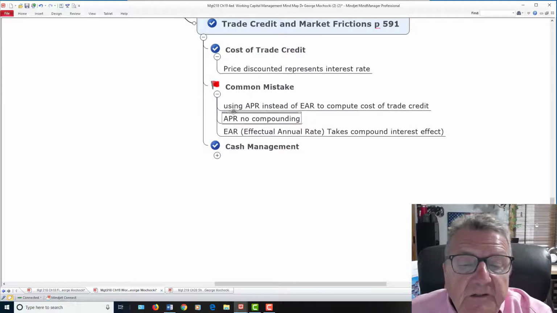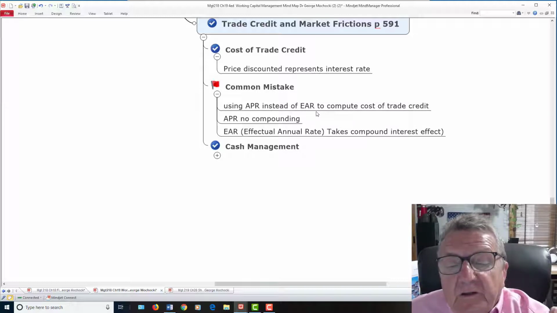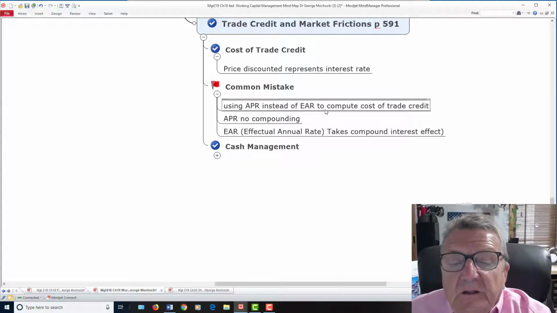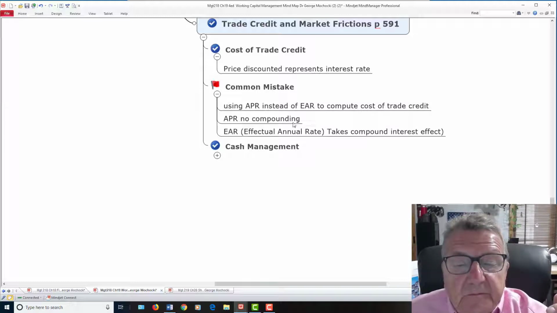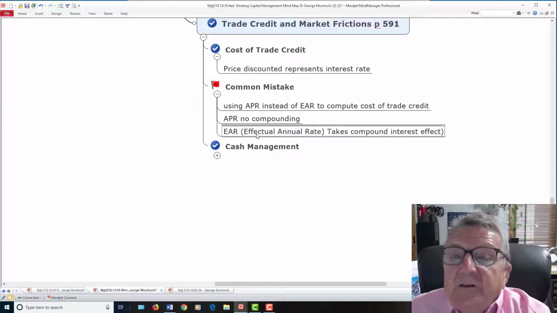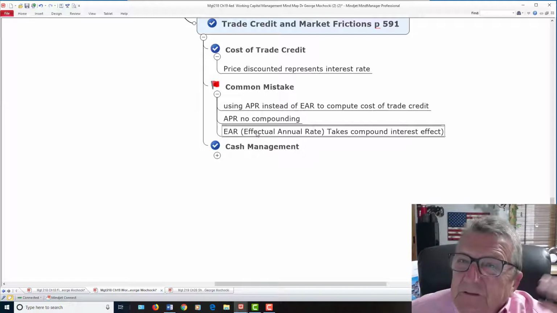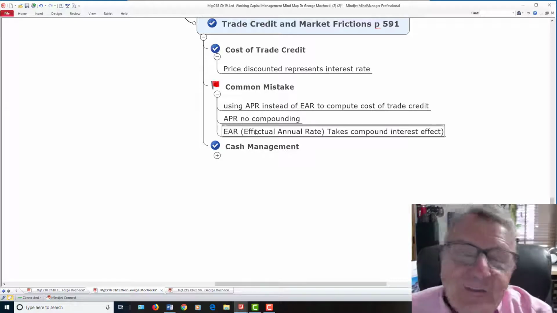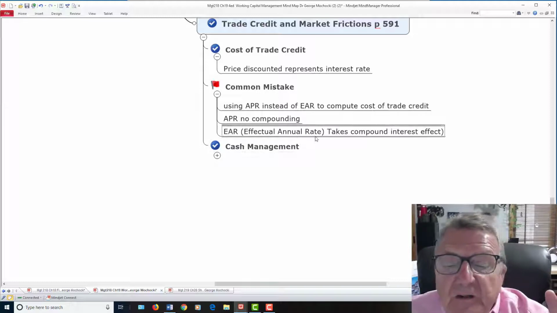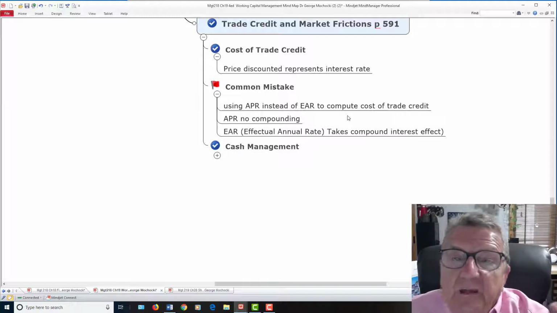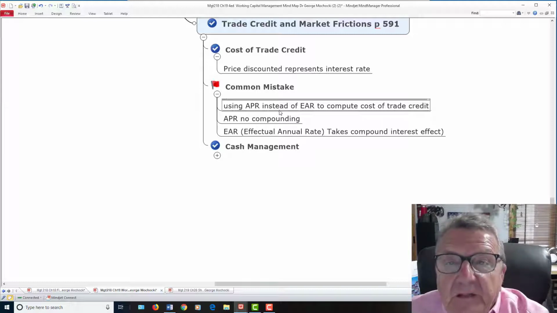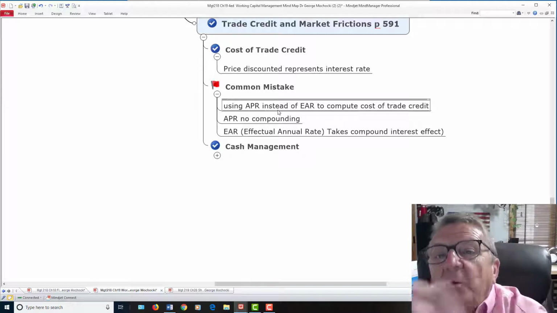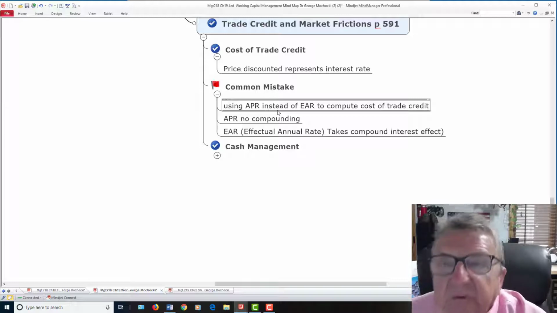Okay, a common mistake is using APR instead of EAR to compute the cost of trade credit. APR has no compounding. Effective annual rate is what you're looking for. My mind went blank here. Okay, thinking of EAR. Sometimes, hey, we're human. Come on, I've got a lot of terminology in here. Effective annual rate takes compound interest into effect. APR, annual percentage rate, is basically by the month. I want the whole yearly rate on there, so it gives me the true cost.